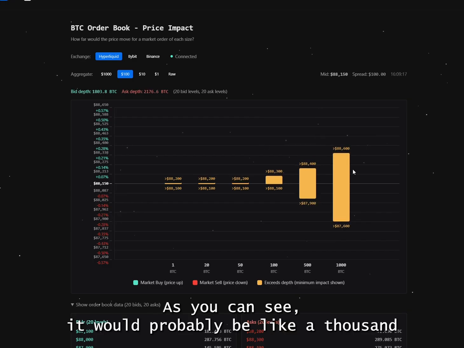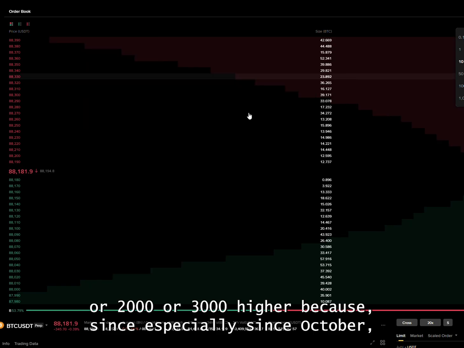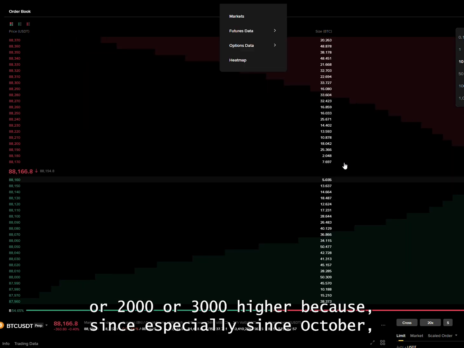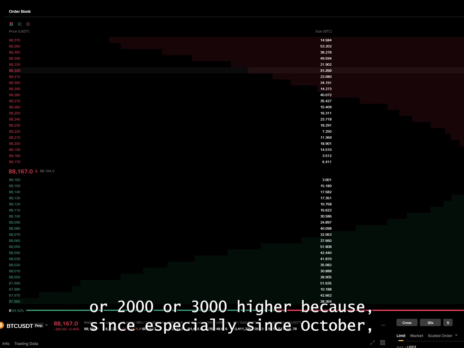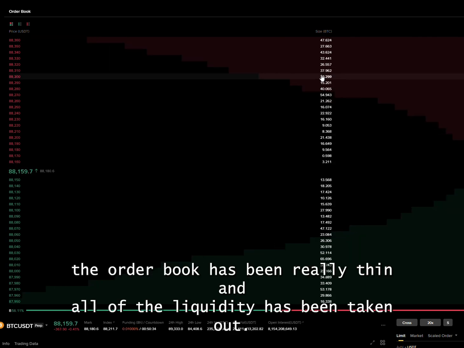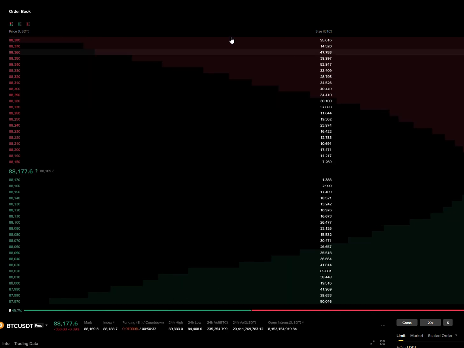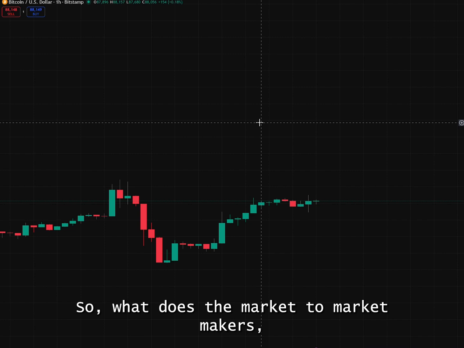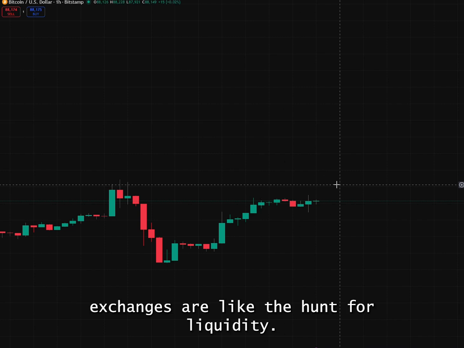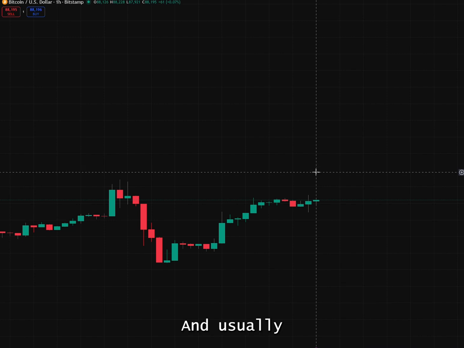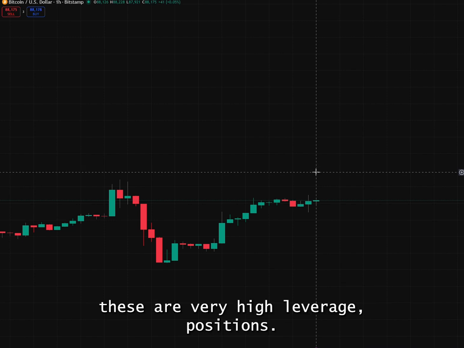If you wanted to buy 1,000 Bitcoin or 10,000 Bitcoin, then your average price, as you can see, would probably be like 1,000 or 2,000 or 3,000 higher, because especially since October 10, the order book has been really thin and all of the liquidity has been taken out. So what does the market do? Market makers and exchanges alike, they hunt for liquidity, and usually these are very high leverage positions.